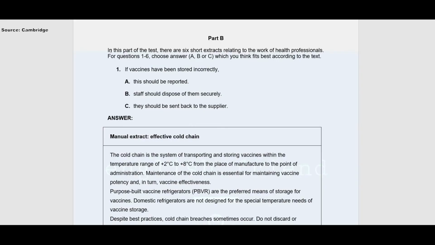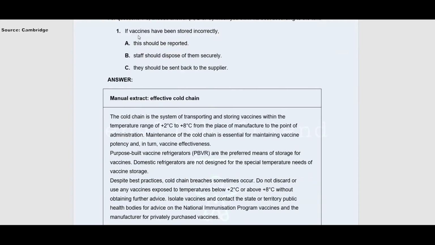Now, part B. In this part of the test, there are 6 short extracts related to the work of health professionals. For questions 1 to 6, choose answer A, B, or C, which you think fits best according to the text. Question number 1. If vaccines have been stored incorrectly.